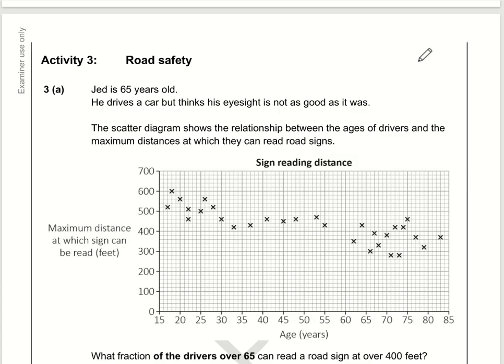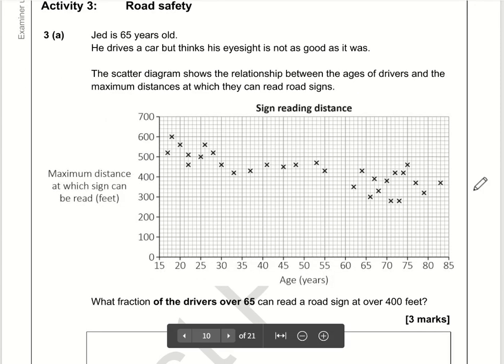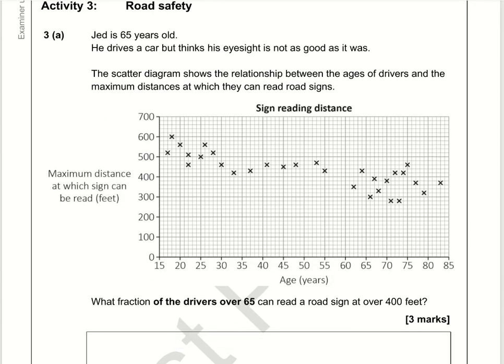Okay, moving on to activity 3, question 3. So it says here, what fraction of the drivers over 65 can read a sign at over 400 feet? Well, first of all, how many drivers are there over 65? So here we have the cutoff point for 65, and how many drivers do we have? 1, 2, 3, 4, 5, 6, 7, 8, 9, 10, 11, 12.